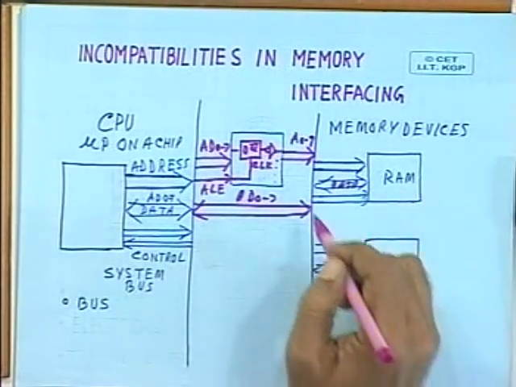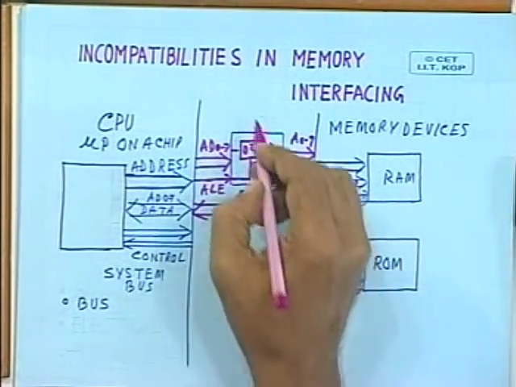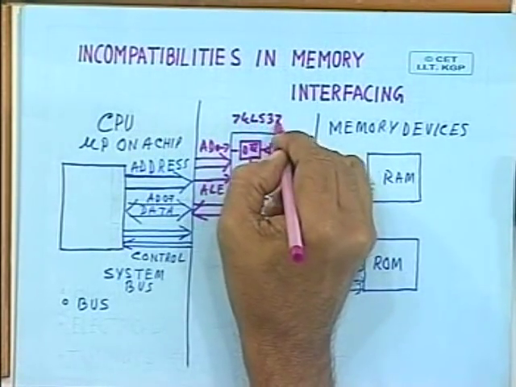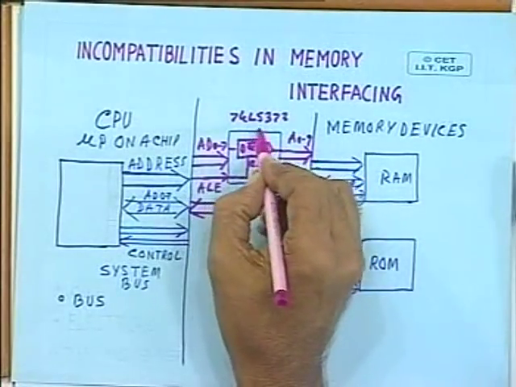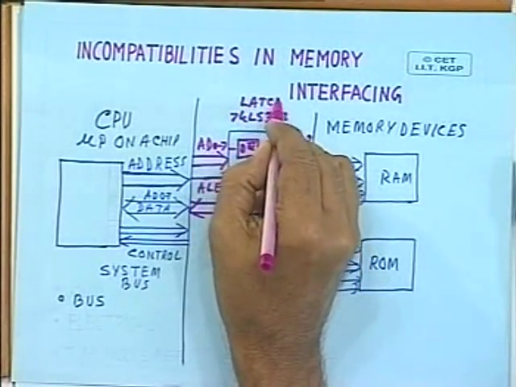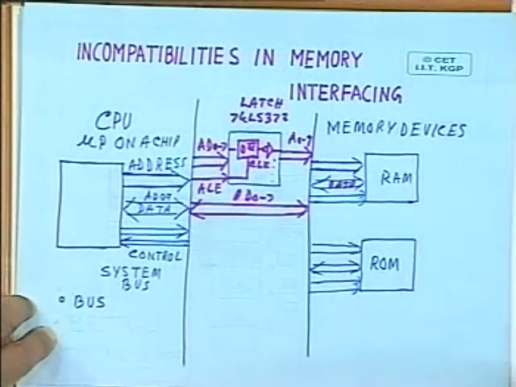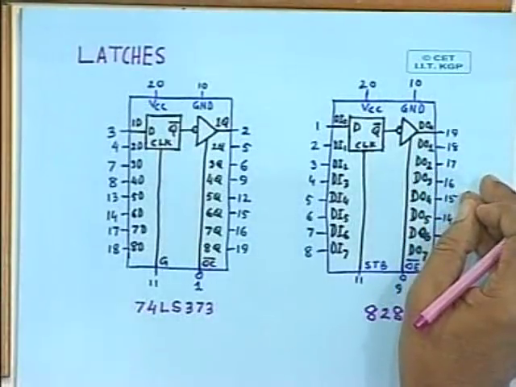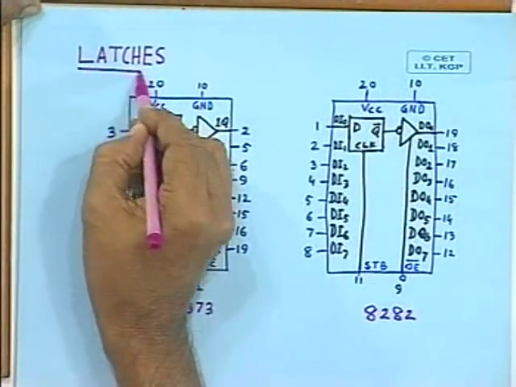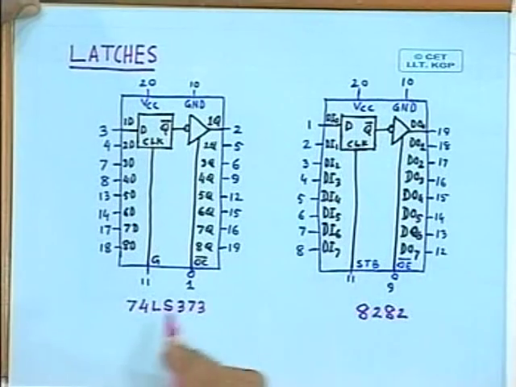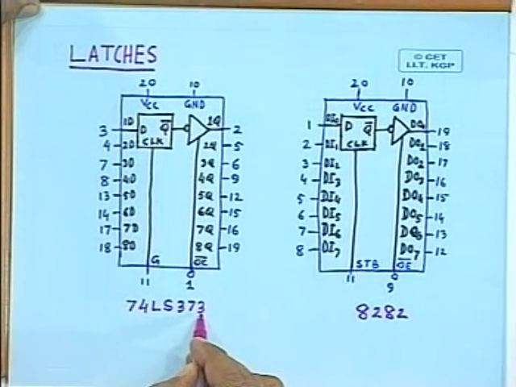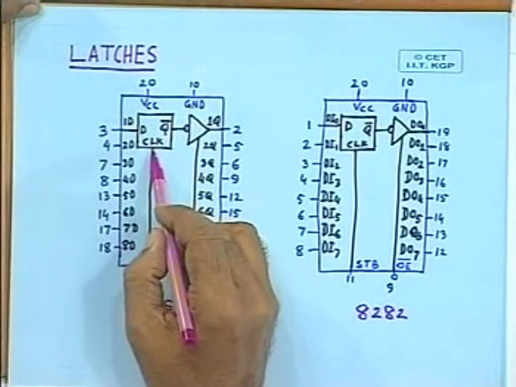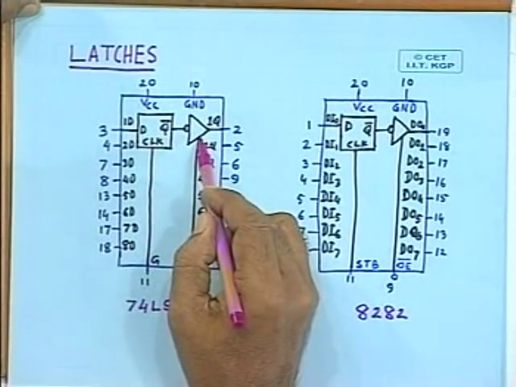Now, so far as this is concerned, this is how we can do it with the help of a latch, the 74LS373, which is the latch chip. This is the latch that can be used for this purpose. In fact, this is not the only chip. Let me have a detailed look at this chip. What are the different types of latches available? So this is the 74LS373. Within a single chip, you have got 8 flip-flops and drivers, as you can see.